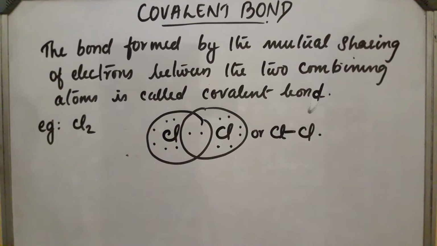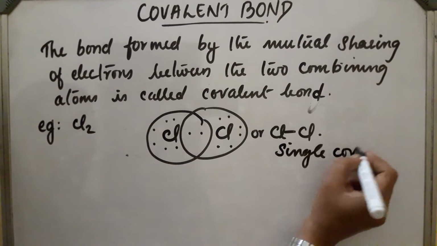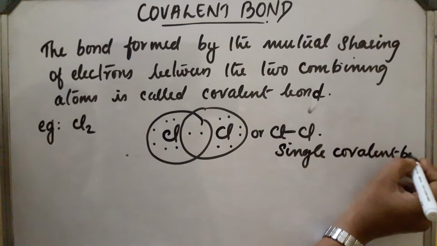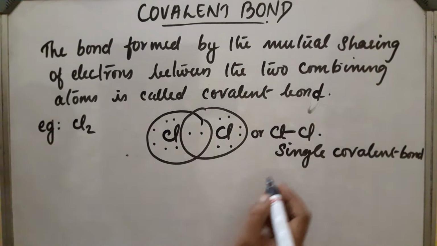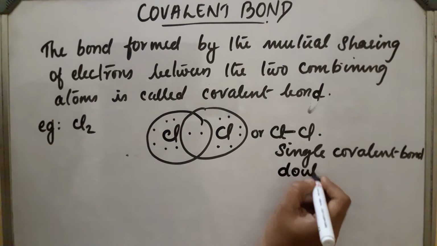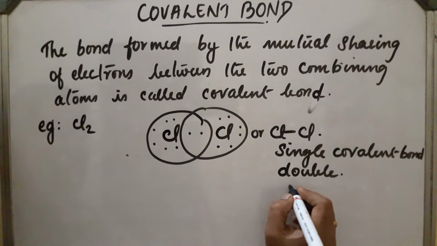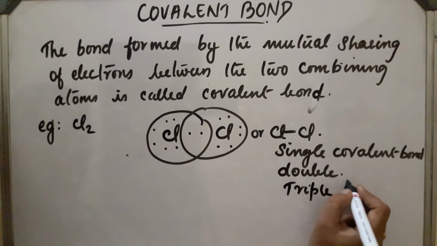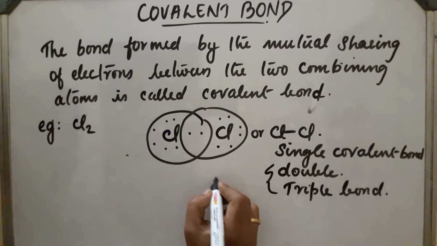If two electrons are shared, then such a bond will be a single covalent bond. If two pairs or 4 electrons are shared, then the bond obtained will be a double bond. If 6 electrons or 3 pairs of electrons are shared, a triple bond is obtained. These double and triple bonds are commonly called multiple bonds.